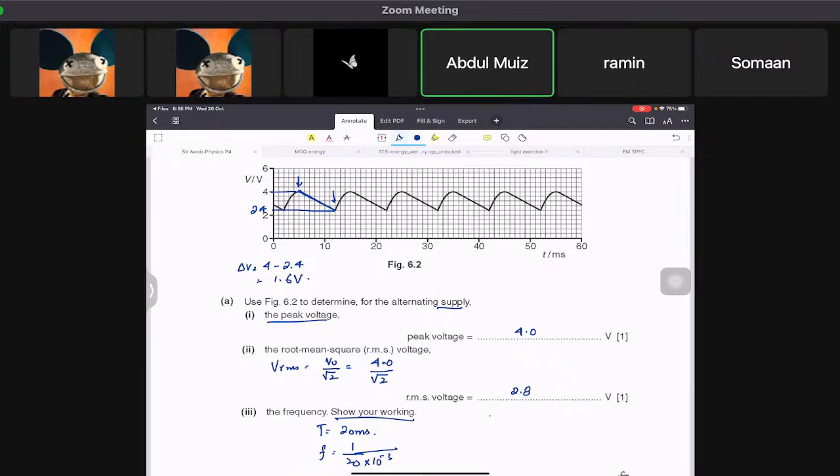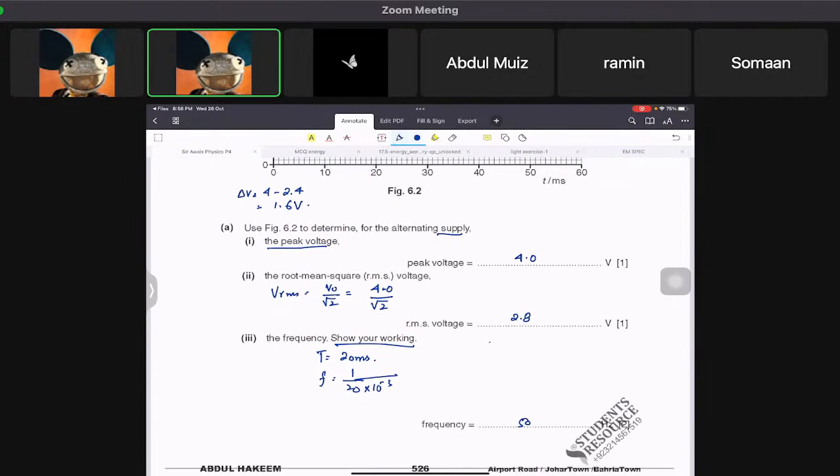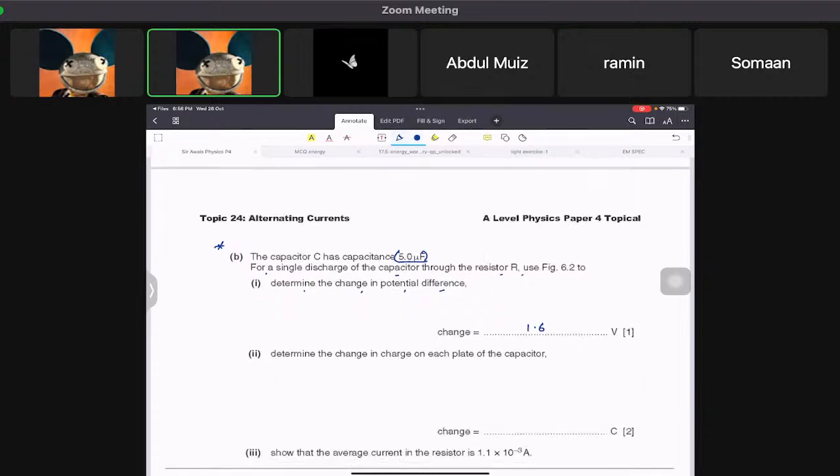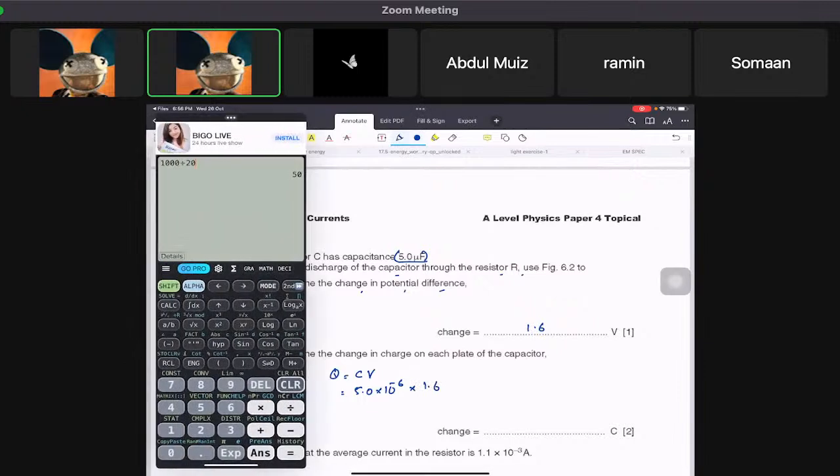Yeah. So we got the change in potential. And now we want to find the charge. Determine the change in potential, 1.6. Determine the charge. So Q is equal to CV. The capacitance was 5.0 micro, which is 10 raised to minus 6, and voltage is 1.6. So 5.0 times 10 raised to power minus 6 times 1.6.